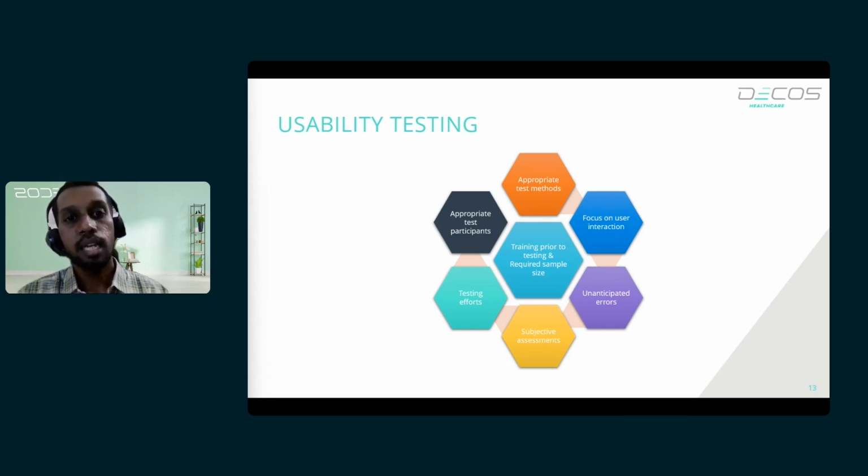And the required sample size is also very important. If the device is going to be used by a very large population, recruiting 5 or 6 people to identify how the device is working won't be sufficient. So we need to improve our counts as well. We will be recruiting 50 to 60 participants to identify how the device is working.